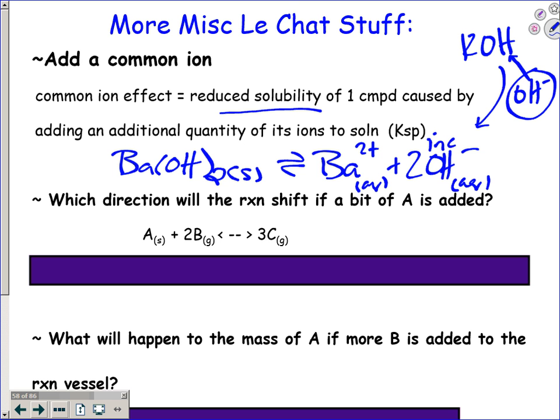And I have 2 questions I want us to answer before we jump into this Le Chatelier simulation. So talk to the person next to you about the 2 questions up here. I'm going to scroll down just a little bit.